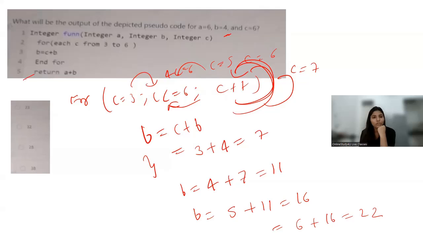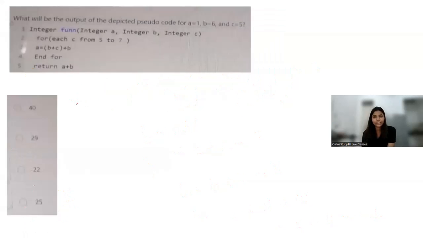We will come out of the for loop and we need to return A plus B. So A was 6, B was 22. So it will become 28. Yes, it will become 28. Option number C will be the correct answer for this question. I hope it is clear to you. Let's move on to the next question.